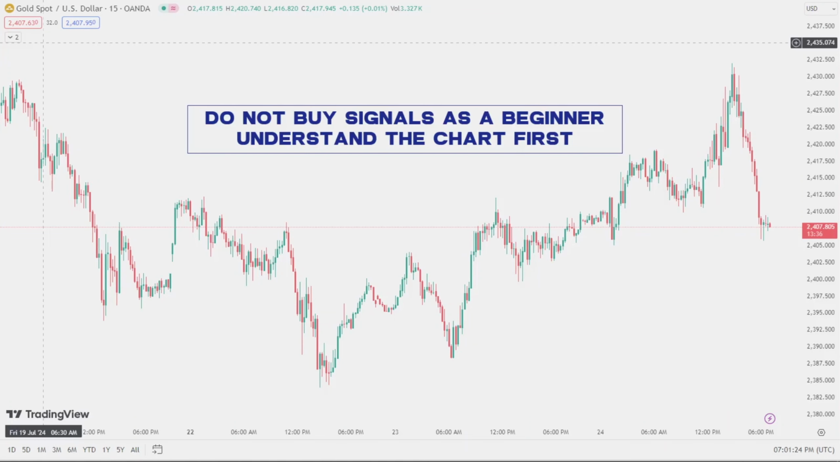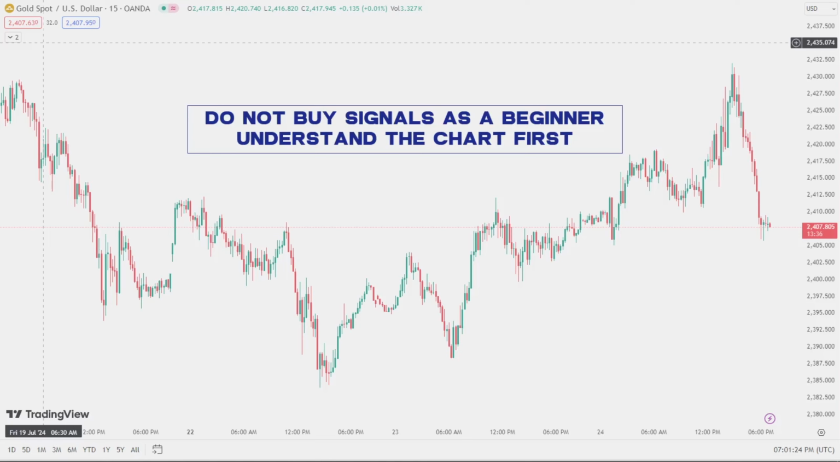And this is just advice that I want to give you as a beginner. Please do not buy signals. Do not buy what? Signals. Learn how to chart first, right? Understand the chart. Learn how to chart. Understand it before you go in for any signal that you want.